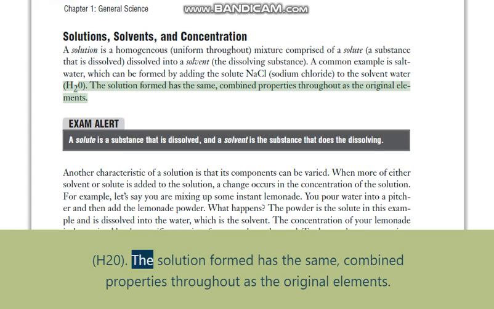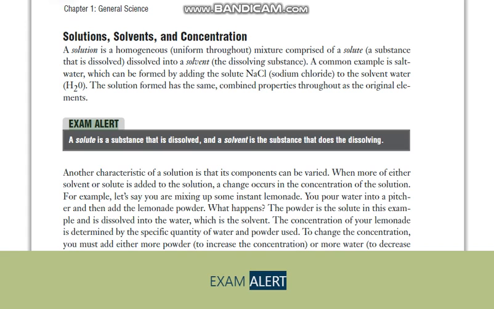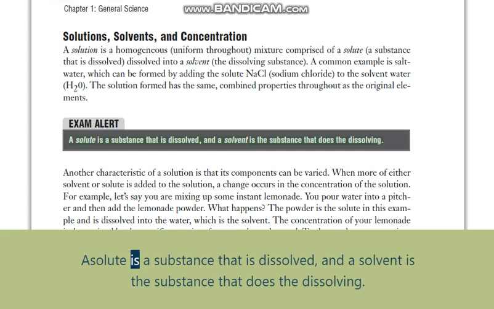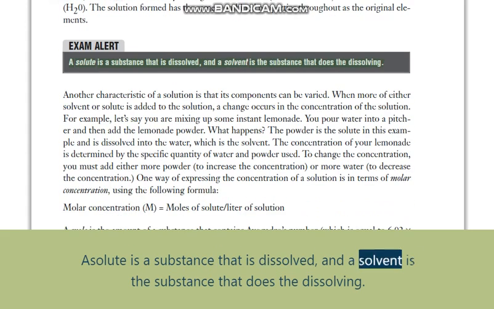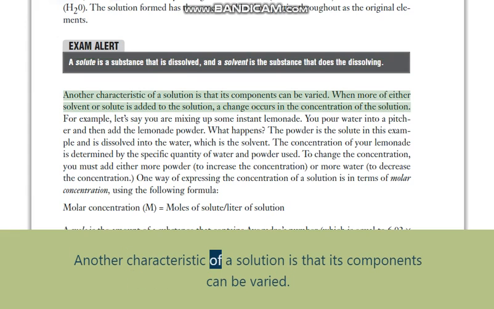The solution formed has the same combined properties throughout as the original elements. Exam alert: a solute is a substance that is dissolved, and a solvent is the substance that does the dissolving. Another characteristic of a solution is that its components can be varied.